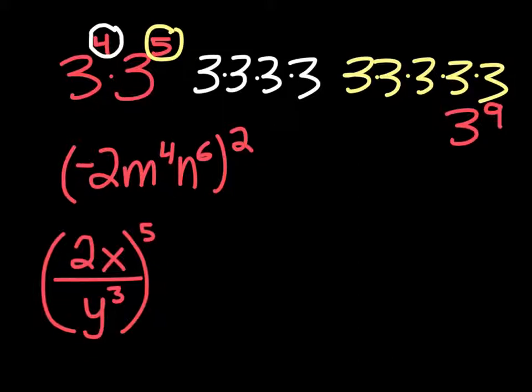We've noticed the pattern over the past few weeks that if we have the same base times itself, we can add the exponents because the exponents are simply telling us how many times we're multiplying that base times itself.